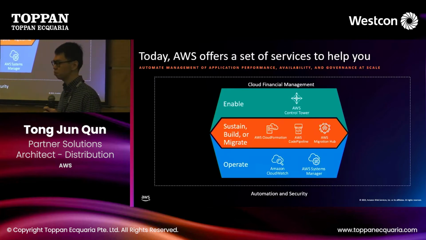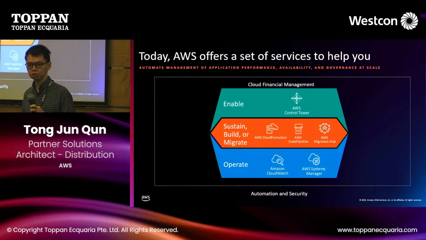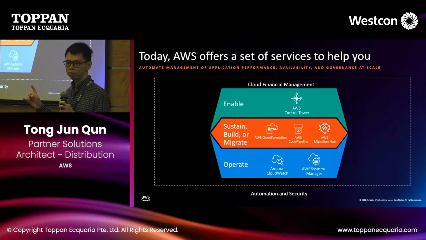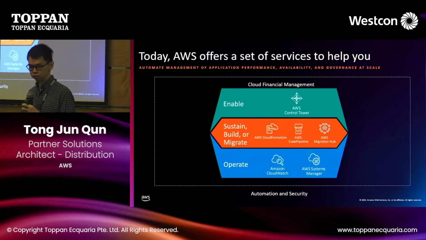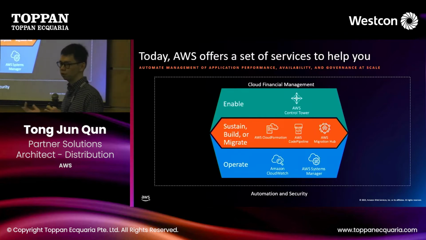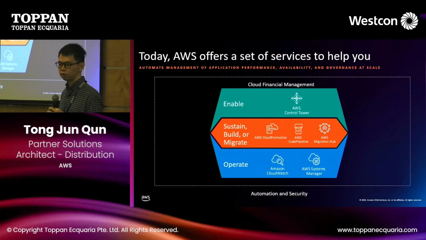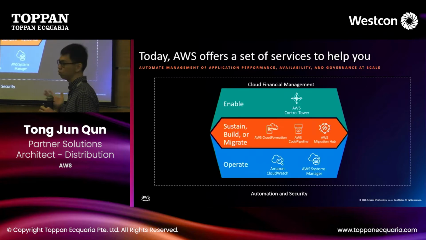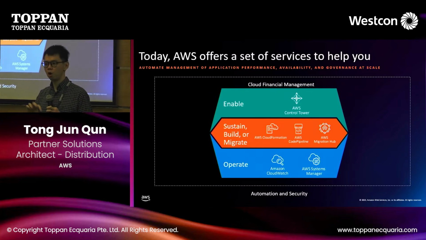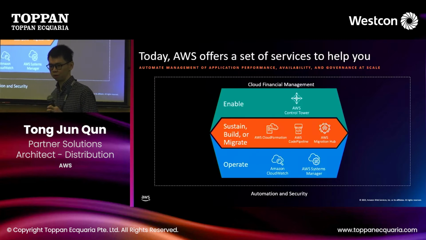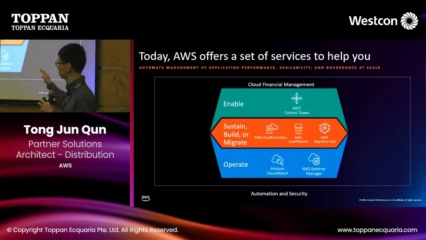So for the enablement piece, we have Control Tower, which is a service that lets you deploy multiple accounts with a landing zone that adheres to best practices and rules and the guardrails that you've already developed, right? For the sustain, build, and migrate piece, you have CloudFormation for infrastructure as code, CodeDeploy and CodePipeline to deploy your applications quickly at scale, and Migration Hub to help you actually migrate from on-premises to AWS Cloud, right? These are the tools we offer for this sustain piece.